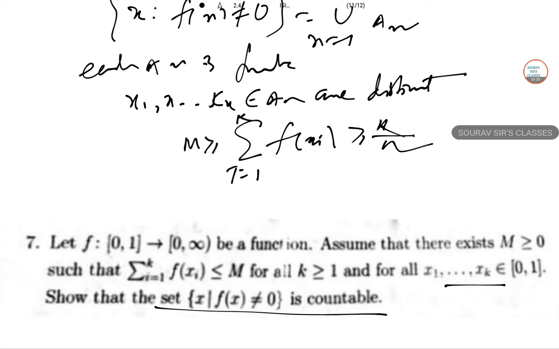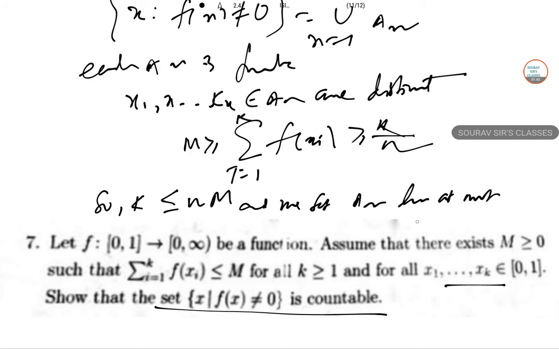So k is less than or equal to nm, and the set A_n has at most nm elements. So which makes it countable as well, and the final answer to this is as follows.